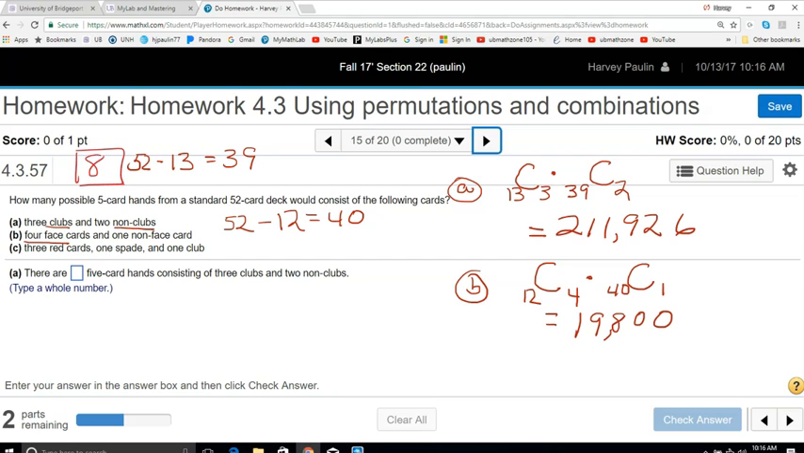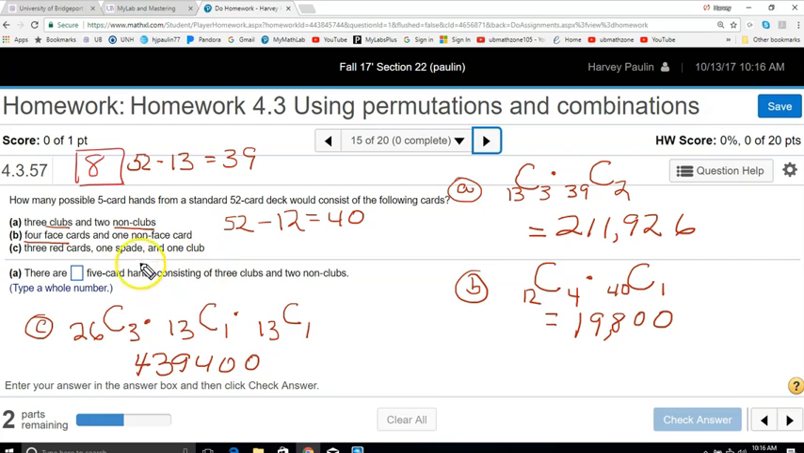All right, let's go on to C. And in a deck of cards, there are 26 that are red. So 26, combination, we want to select 3, times spades. There are 13 spades in a deck. Combination 1. And there are 13 clubs in a deck. We want 1. So putting that into our calculator, we get this.